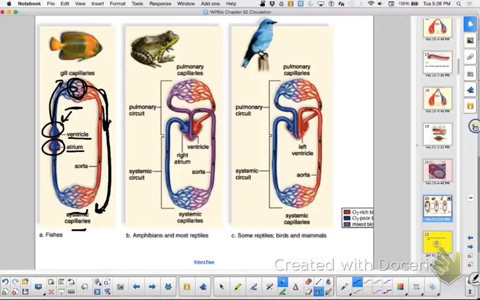And in your notes you see one circuit, single loop, single atrium, single ventricle, to gills, gas exchange, aorta, systemic circulation, and atrium again.